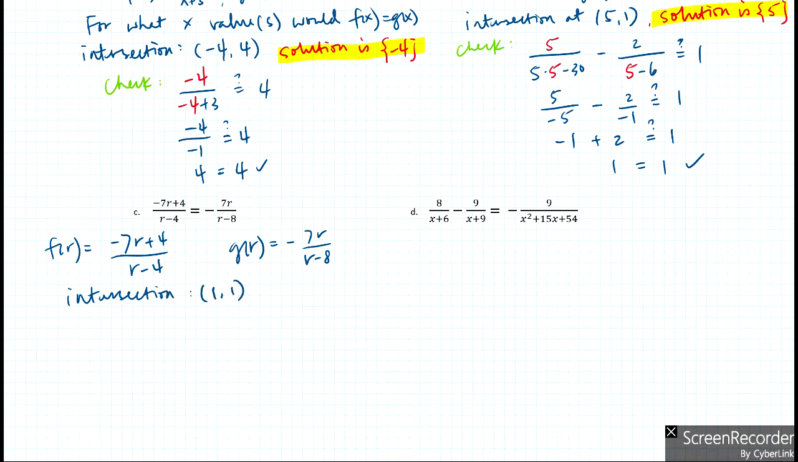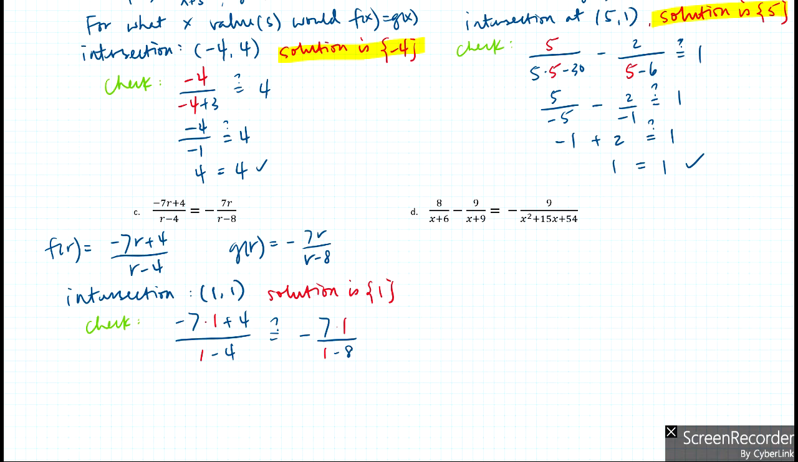So we can say the solution is 1 over here. The solution set is 1 in this case. And we can check our result. And that gives us negative 7 times 1 plus 4, all over 1 minus 4. We want to check whether that's equal to negative 7 times 1 all over 1 minus 8.